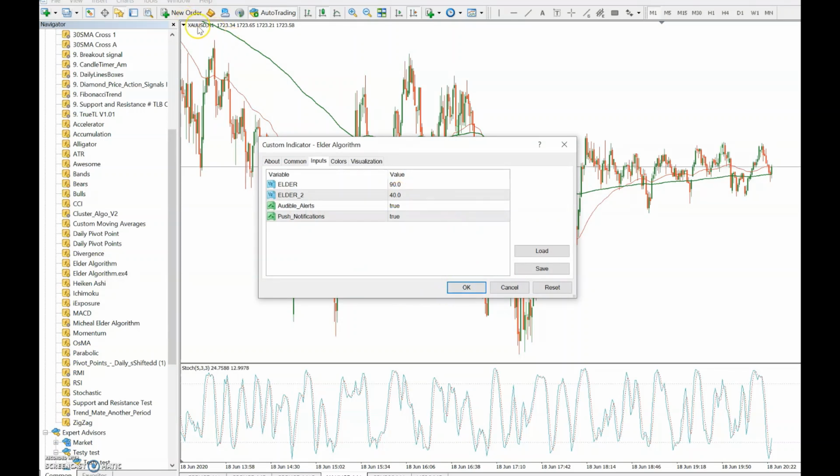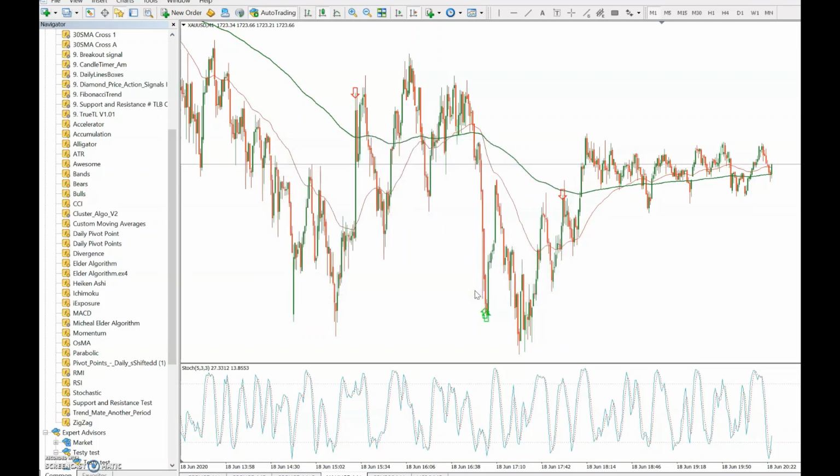So I'm currently on gold on the 1 minute chart, so I want the inputs to be 90 and 40. And then I click OK. As you can see here, we start to get some buy and sell signals.